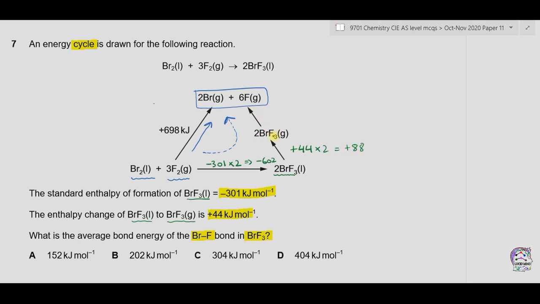In this step we can see that BrF3 gas is being converted into its respective atoms. So we can find this as X. So X will be the atomization energy. Now applying Hess's law, we can say that the energy in one step, which is 698 kilojoules, is equal to the energy involved in several steps. So we have minus 602 plus 88 and X. So X will be equal to 698 plus 602 minus 88.